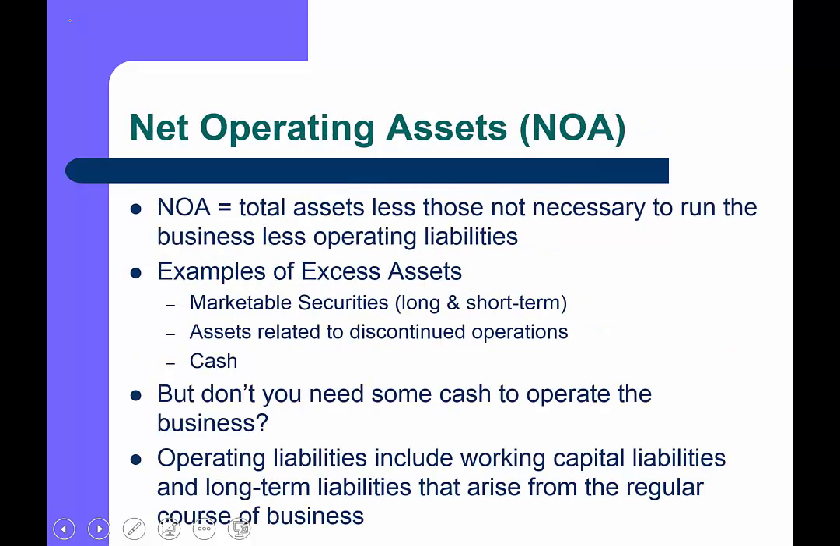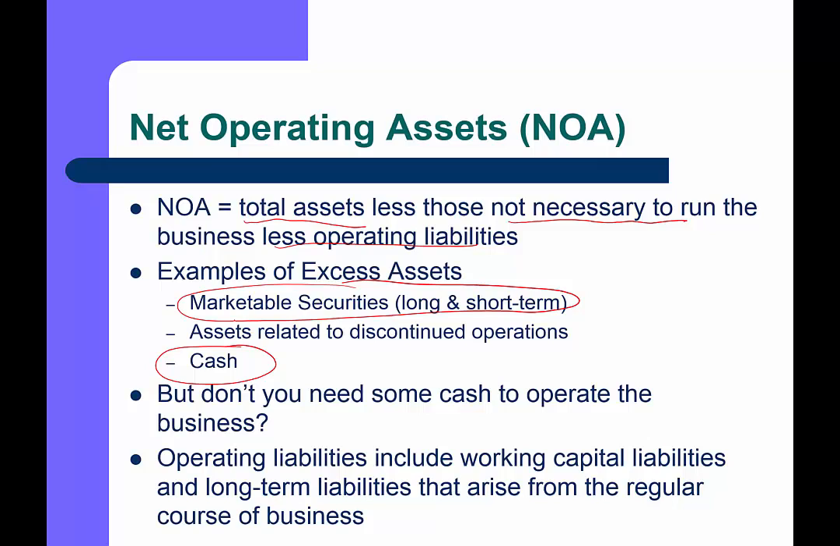So where do we get net operating assets? And this is a different concept. Net operating assets are the total assets less those excess assets, not necessary to run the business, less operating liabilities. So total assets less excess assets less operating liabilities. So what are excess assets? Cash is the big one. Marketable securities, which is a near cash item. If the company has some discontinued operations that they're trying to sell off, those would be in there.